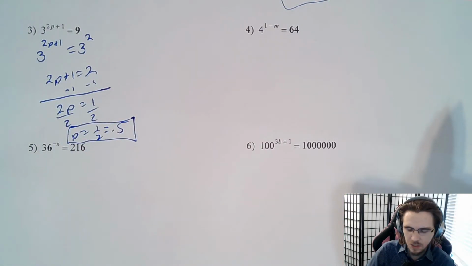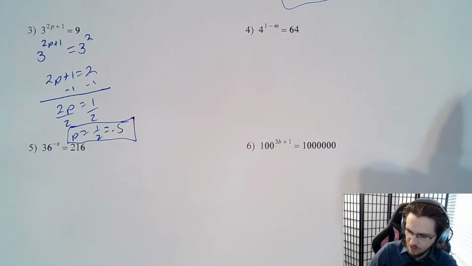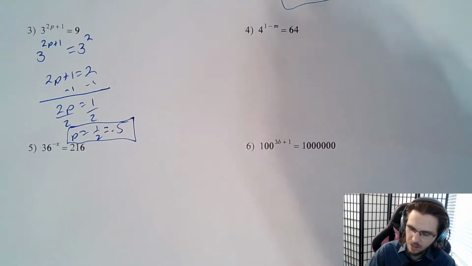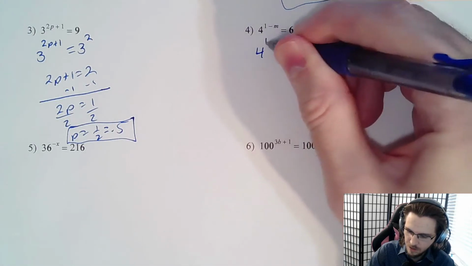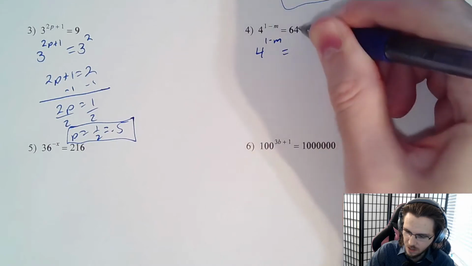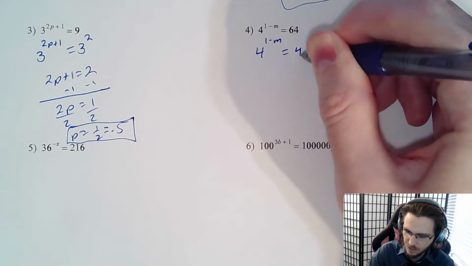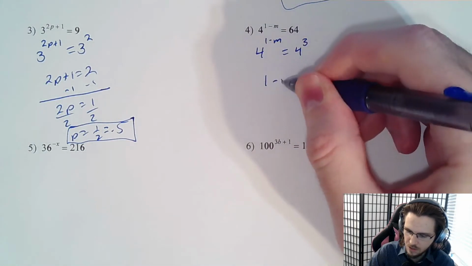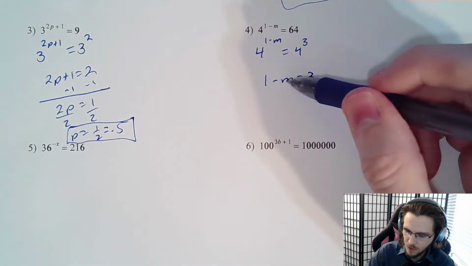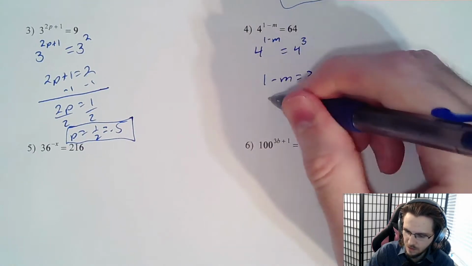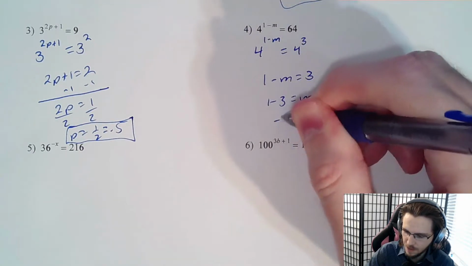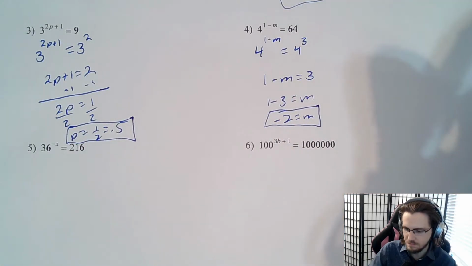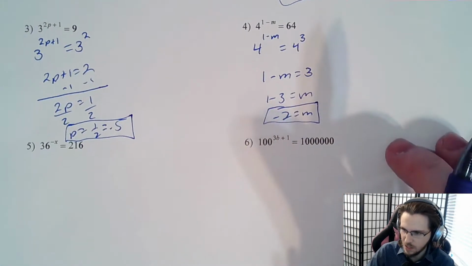And you kind of just keep doing the same thing. It shouldn't be too much effort until we get to that second page, and that second page has some problems that are a little bit more beefy. So here we can just copy that left-hand side. The right-hand side, that 64, can be written as 4 to the third power. Set those two equal to each other. Move the m to the right, the 3 to the left. 1 minus 3 equals m. Negative 2 equals m. So this one, there was no division. We had to do an exact answer.